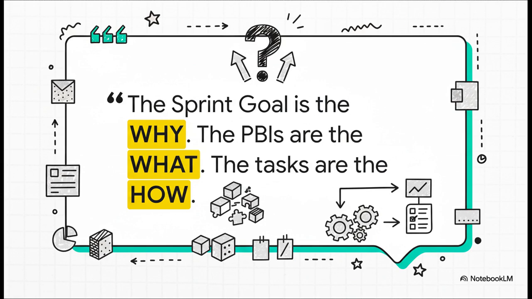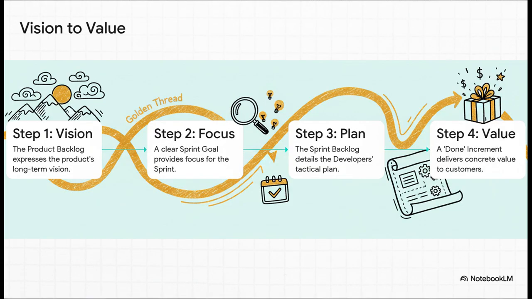The sprint goal is the why. It's our purpose for the sprint. The product backlog items we select are the what we'll actually build to achieve that purpose. And the tasks on the sprint backlog, that's the how, our detailed plan for making it all happen. Why, what, and how.